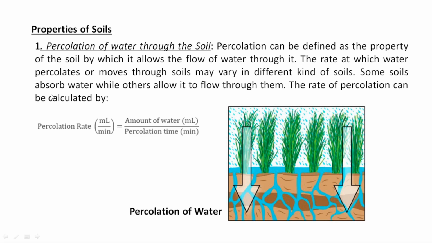So some soils absorb water while others allow it to flow through them. The soil which absorbs water is clay soil. And the soil that does not absorb water, allowing it to flow very speedily, is sandy soil. The rate of percolation can be calculated as percolation rate equals amount of water, in ml, divided by percolation time, in minutes. So this is about percolation of water.